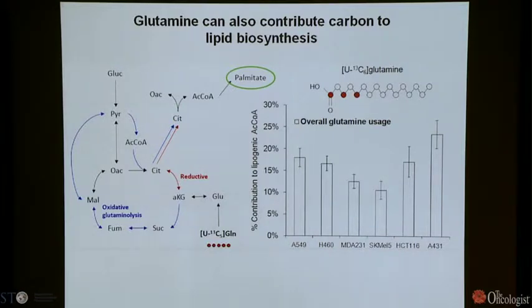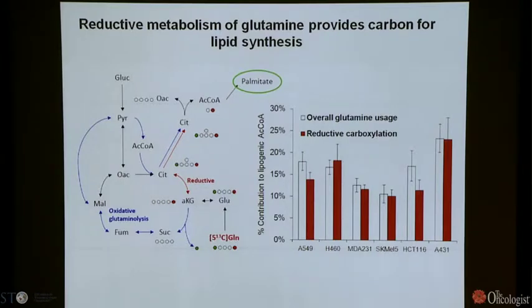However, Christian, being a good scientist, really wanted to ask the question, well, maybe it wasn't happening that way, but instead perhaps it was going by a reductive pathway, a pathway that was known to exist in some rare tissues in vivo. And so we could use specific tracers to really ask that question.